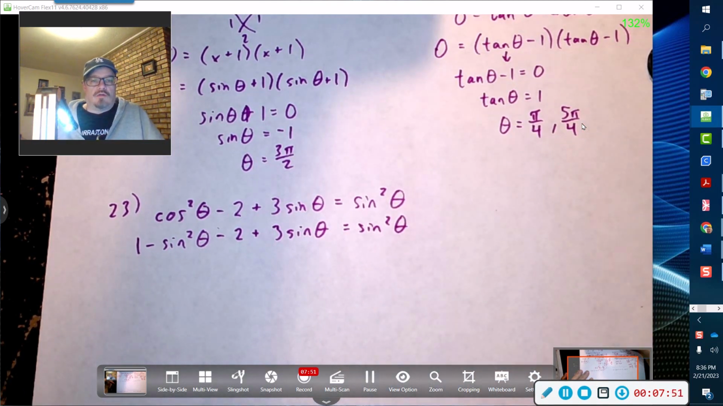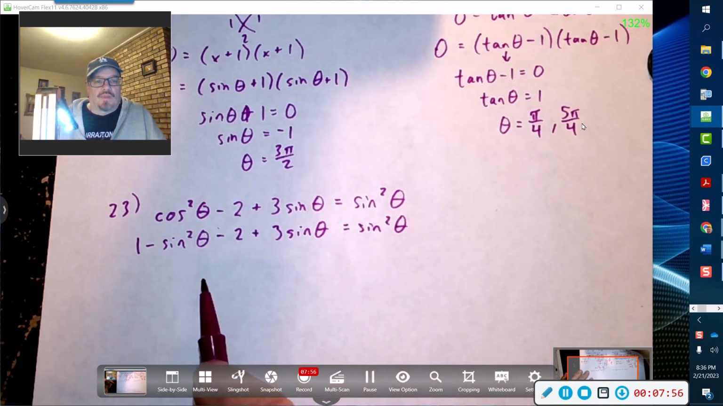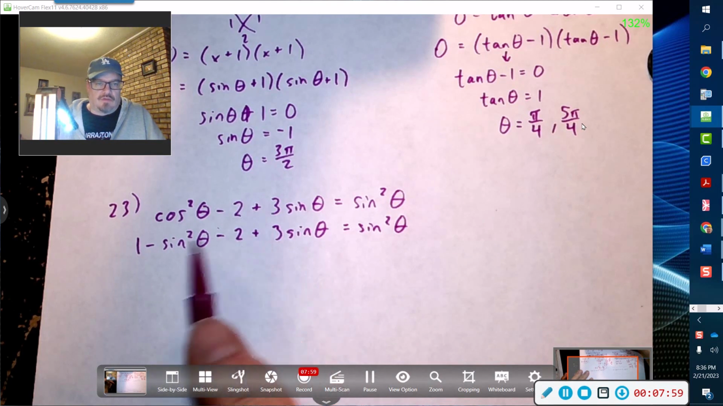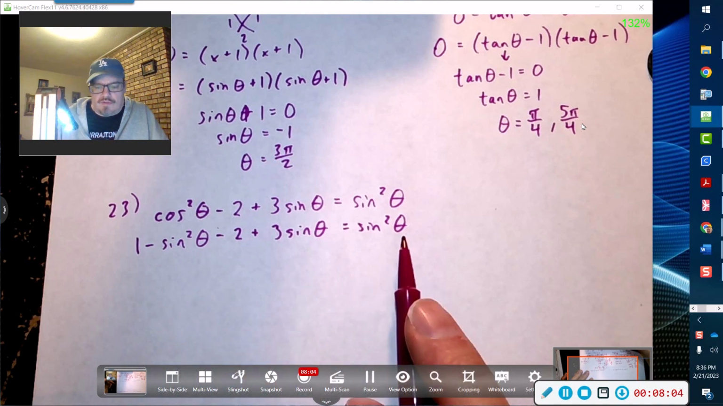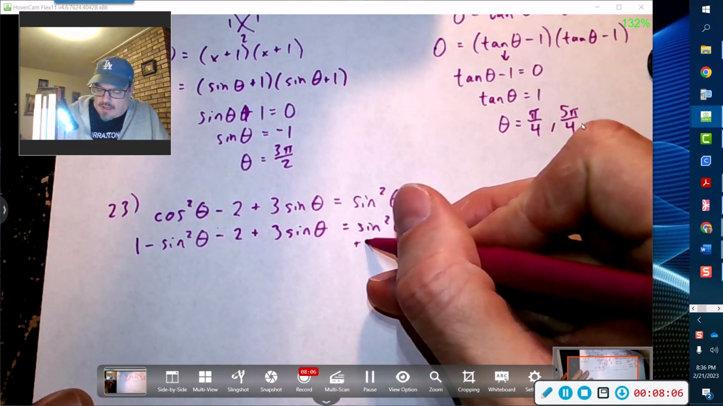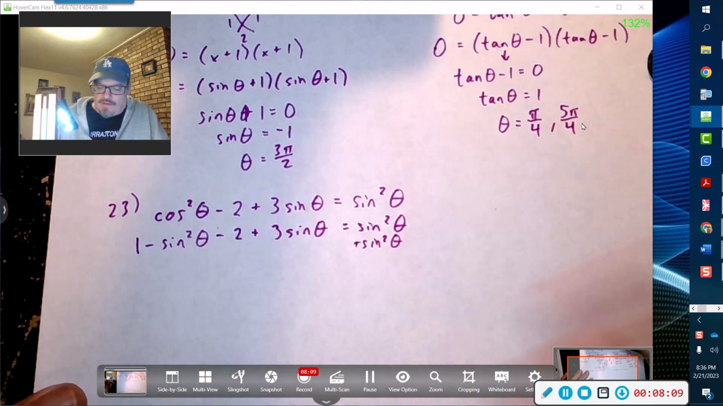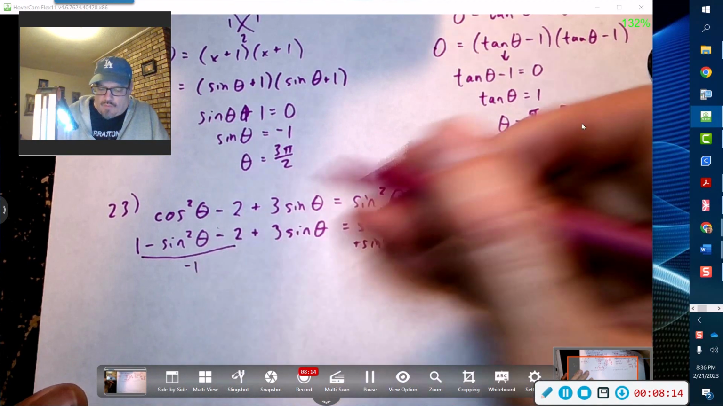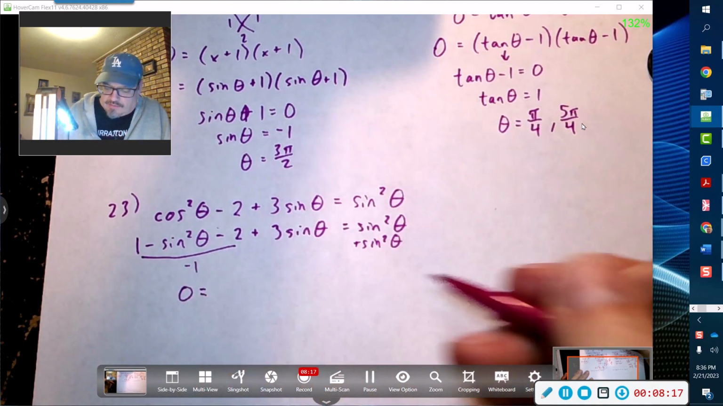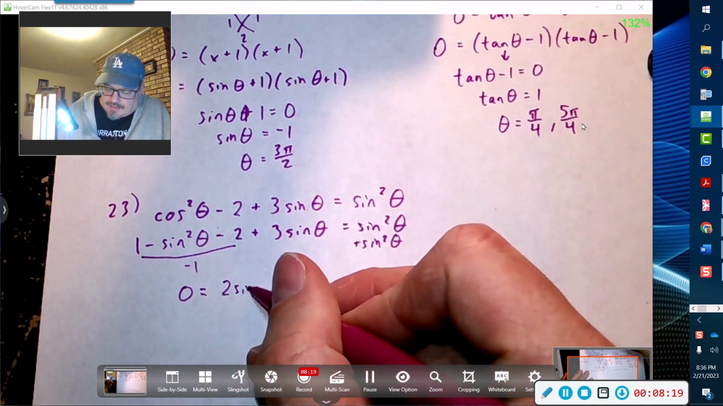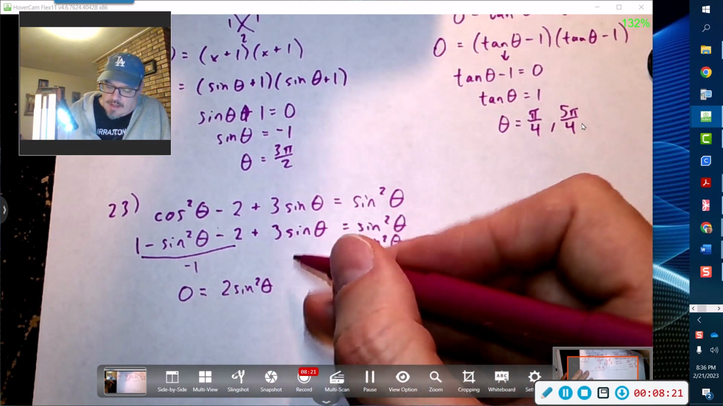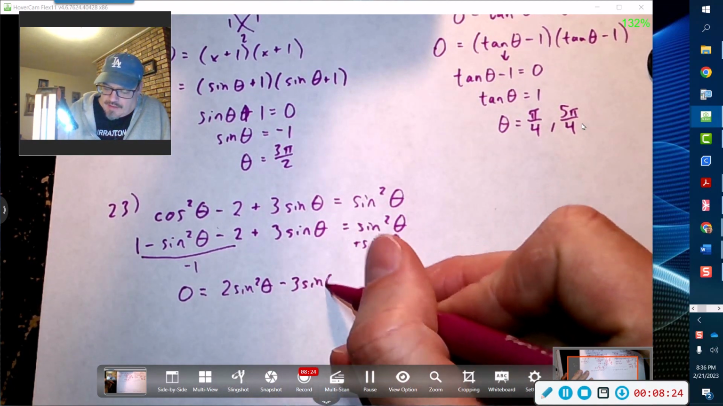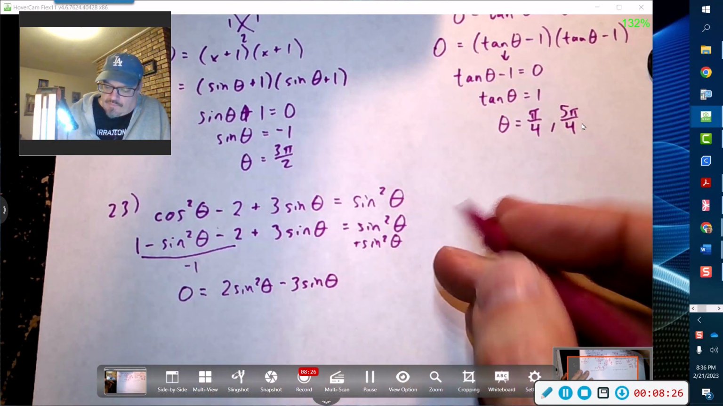And so now I'm just going to add and combine like terms here. Looks like this it's 3. Okay, I'm just making sure we can do here. I'm going to move this sine squared over to the other side. In fact, I'm going to move everything over to the other side. So these guys will combine for a -1. So this means that 0 equals, I'm going to get 2 sine squared theta minus 3 sine theta. And then those -1 will become +1.